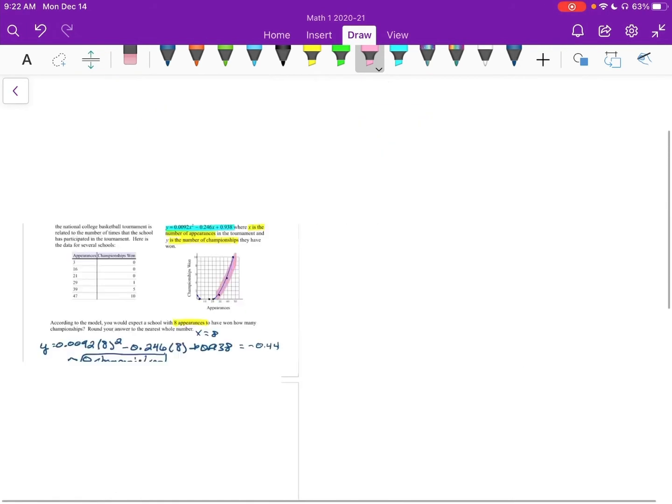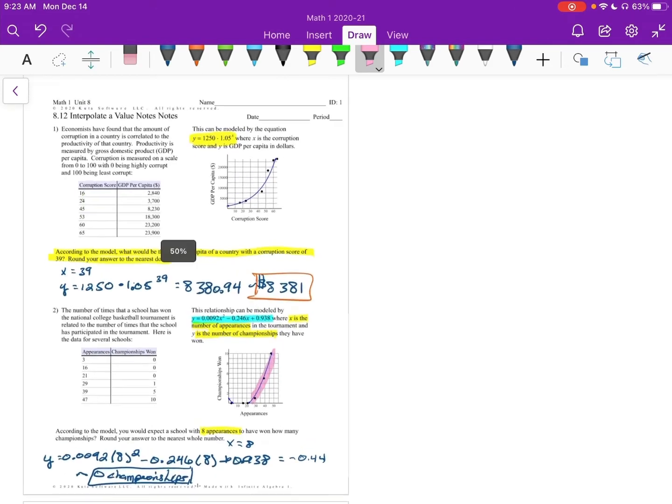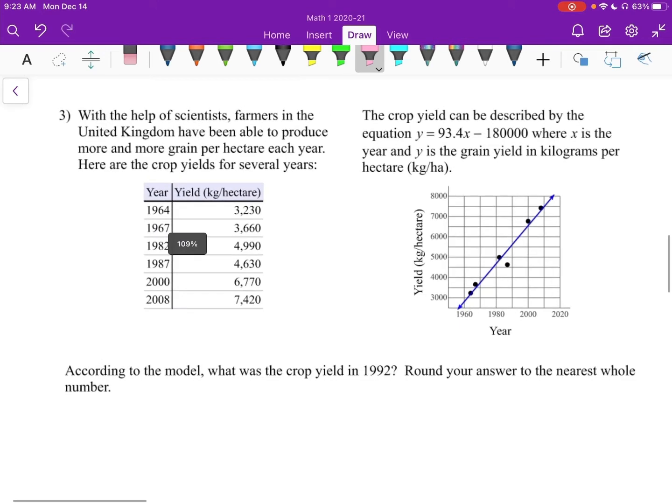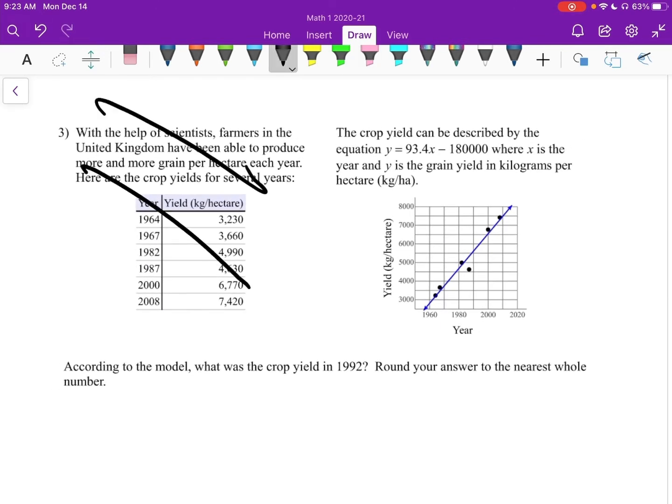All right, so the first two I went through very slowly. I explained what I was doing. Number 3 and 4, I'm going to try to go through pretty quickly. So number 3, starting off, I'm going to ignore all this. I'm going to even ignore the graph. I'm going to look in here.